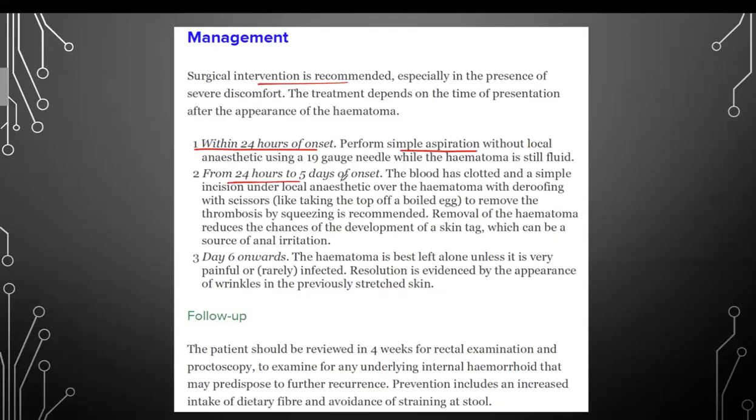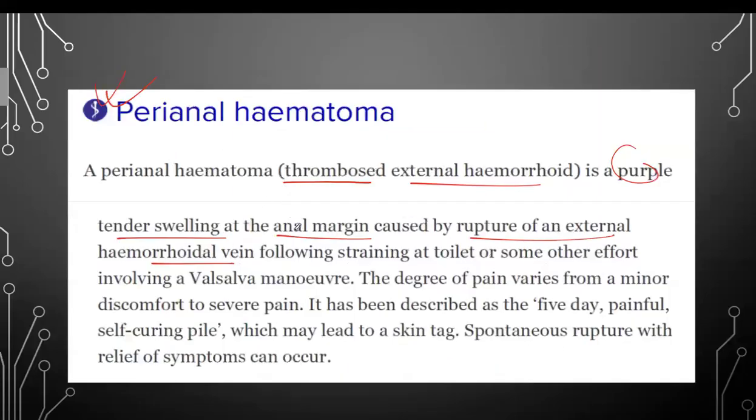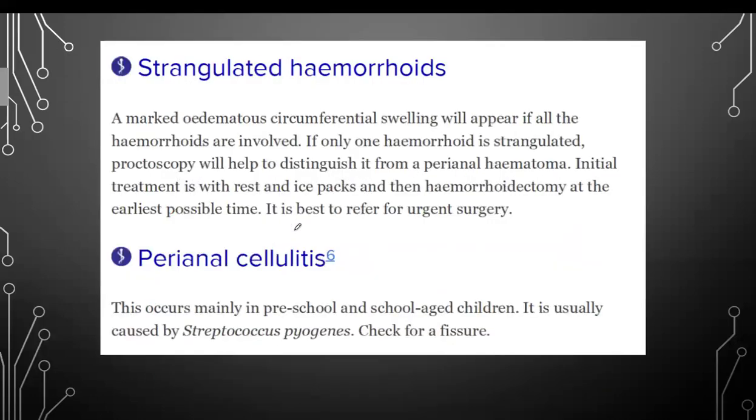If the patient comes between 1 to 5 days, at that time the hematoma has already clotted. So in that patient, you need to do an incision under local anesthetic and then remove the clot. So incision and drainage will be the treatment at that time. But after day 6, usually the hematoma is best left alone, unless it is very painful or infected. Okay, so that is the treatment for external hemorrhoid or perianal hematoma. Very important for exam.